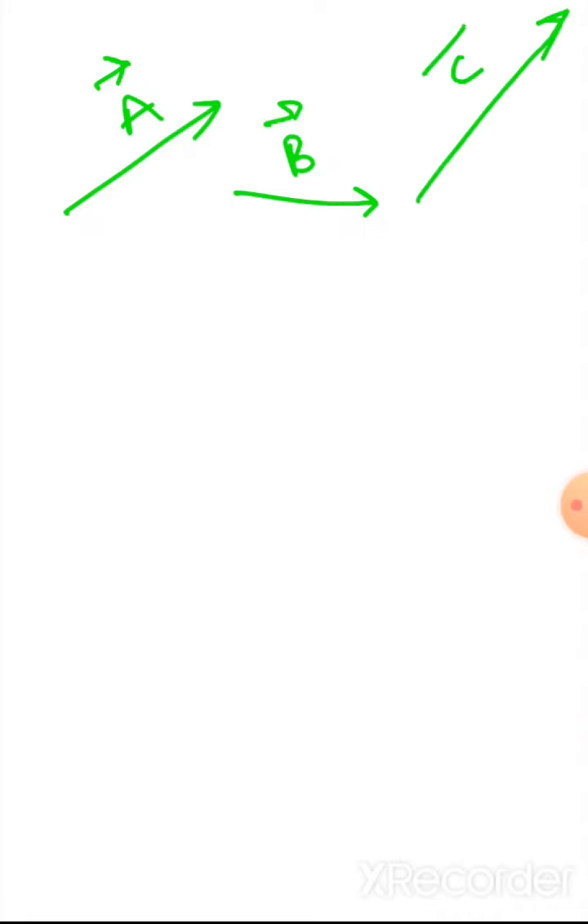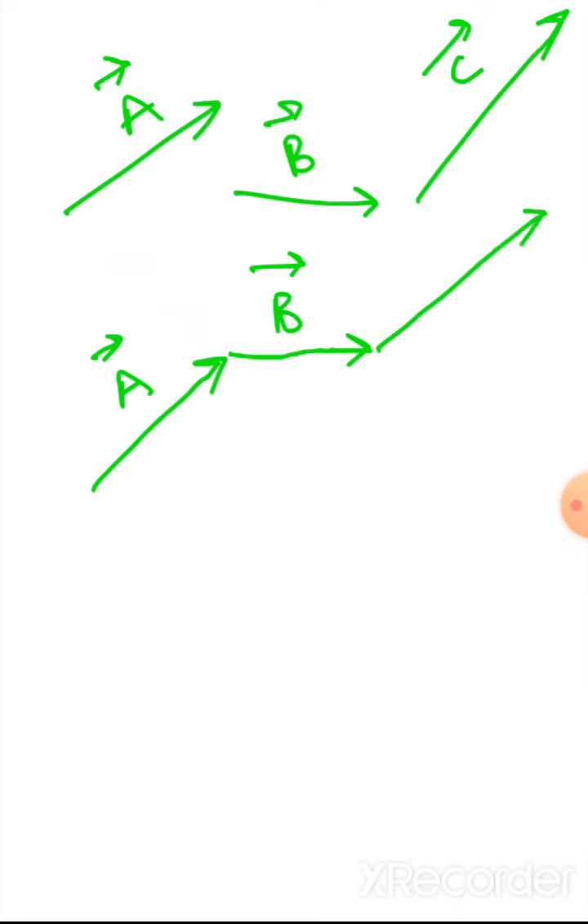Let us say we have more than two vectors. You see that this is vector A with some length, this is vector B with some length, this is vector C with a different length. So we shall add in this way. First, vector A is drawn. The tail of the second vector is placed on the head of the first vector, so vector B is placed here. Next, the tail of C is placed at the head of B. So C is placed here.